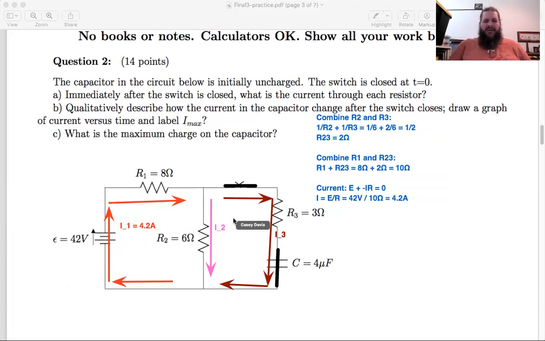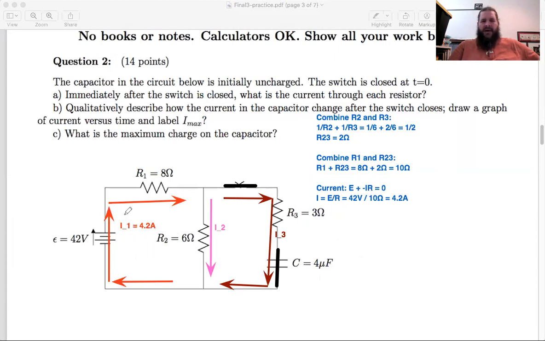And how could we figure out how that splits up into I2 and I3? When we look back at the expanded circuit. Wait, why isn't I1 just like 42 divided by 8? Why can't you just do that? Because it hasn't encountered the other resistors yet?